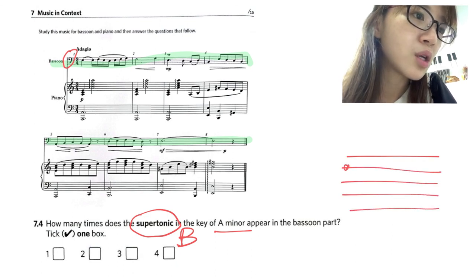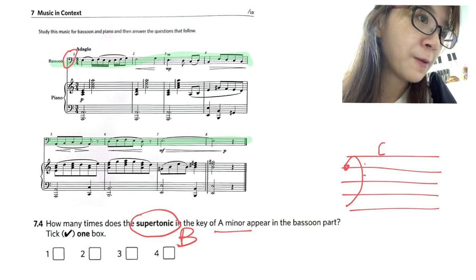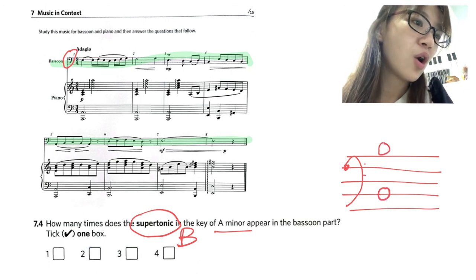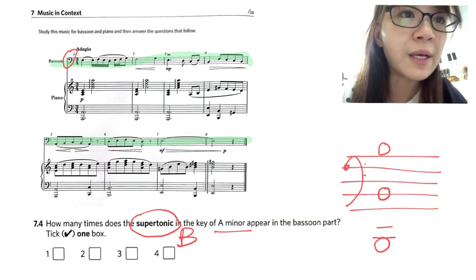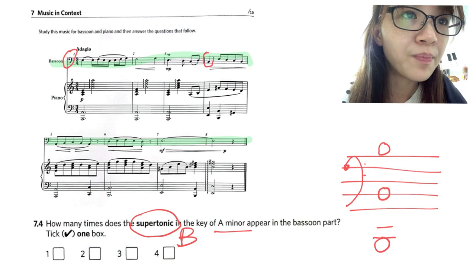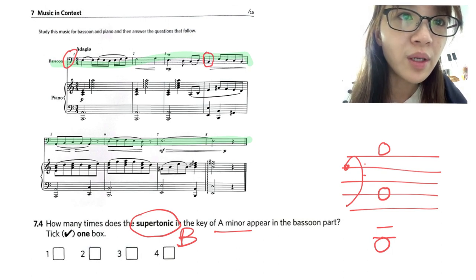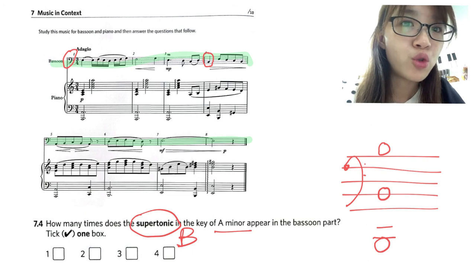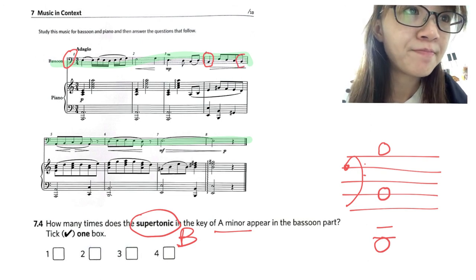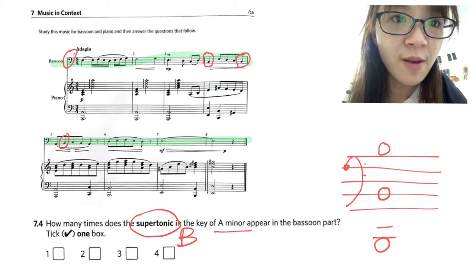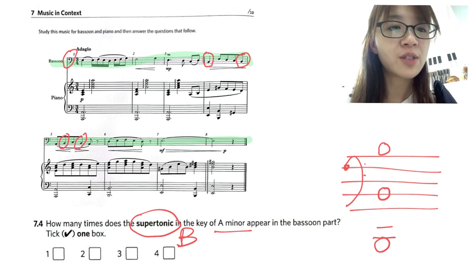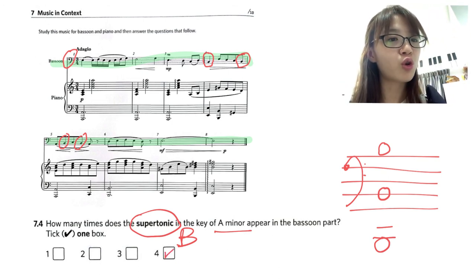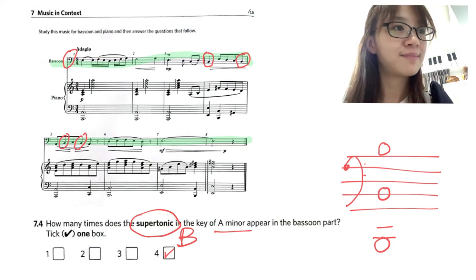So we know that you have a B note over here. You have a B note over here. Of course, you have something very low. It's a low B note, sorry, not B flat. So you have one. Check one by one. Two, three, four times the supertonic in the key of A minor.